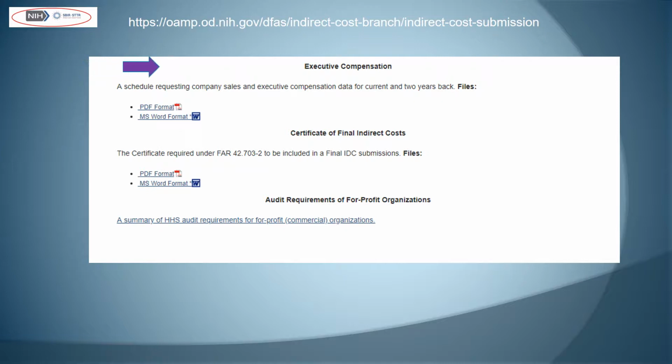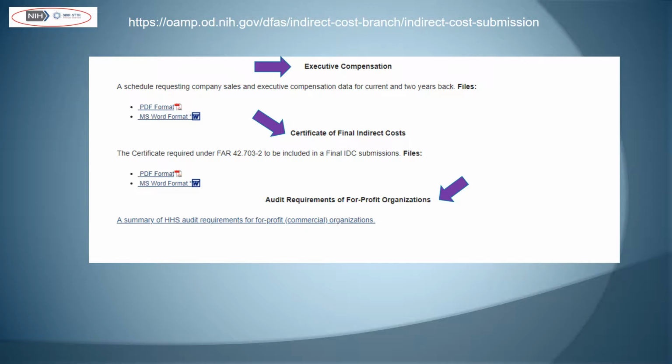The last three links on the website are the executive compensation form for 3 years of information on executive compensation; certificate of final indirect costs that you have to sign to certify that your information is true; and audit requirements of for-profit organizations, a short explanation to read about if and when your company needs to have an audit done.